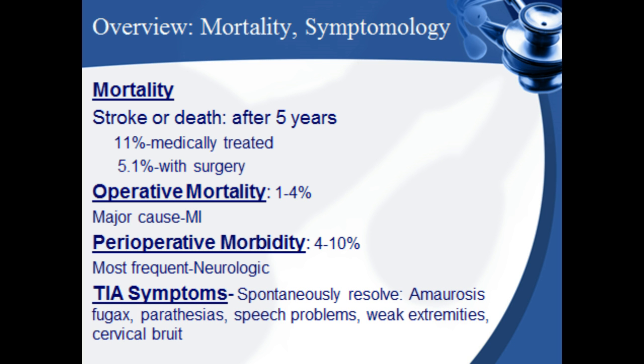Symptoms for carotid endarterectomy are classic transient ischemic attacks, or TIAs. Manifestations include amaurosis fugax, which is a transient monocular blindness caused by an embolus in the ophthalmic artery. Also seen are episodes of paresthesias, uncoordination or weakness of the extremities, and speech problems. Usually spontaneous resolution is seen after a short period. Cervical bruit on the affected side may also be present.